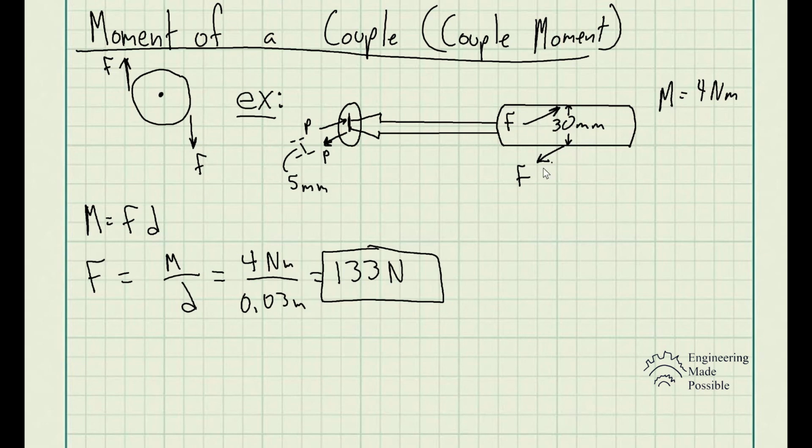One on this side, the other on this side. For couple moments, D is the distance between these two equal and opposite forces. The same goes for P. So P is equal to the moment, and since the moment is the same whether you're looking at the handle or the screw itself, the moment stays constant. So the moment divided by D, the distance between the forces P, which is 5 millimeters. So 4 newton meters divided by 0.005 meters, converted to meters to cancel out the units and be left with newtons. And P is 800 newtons.